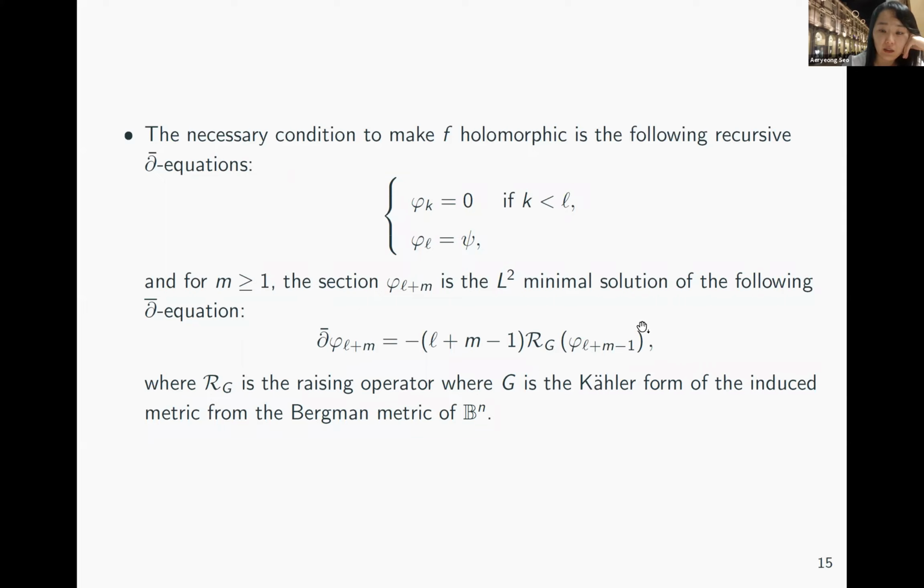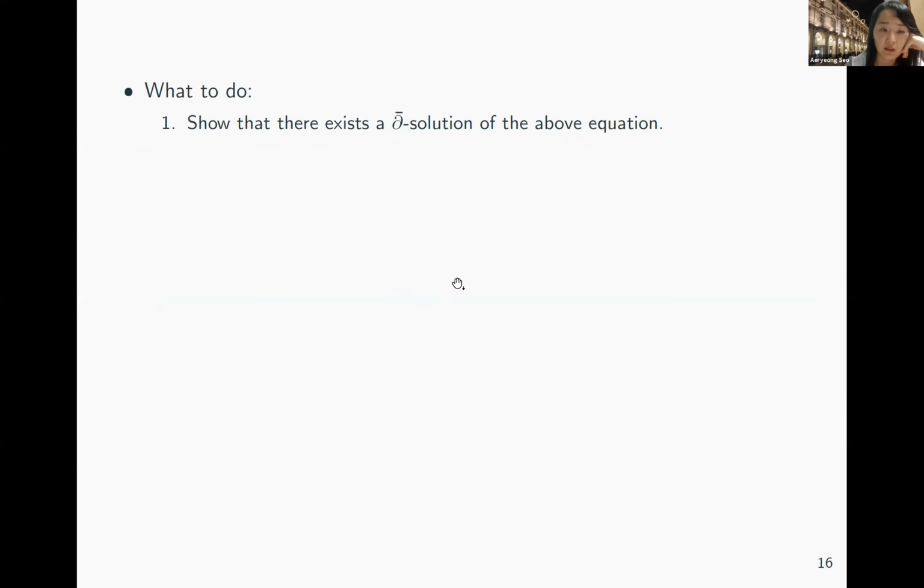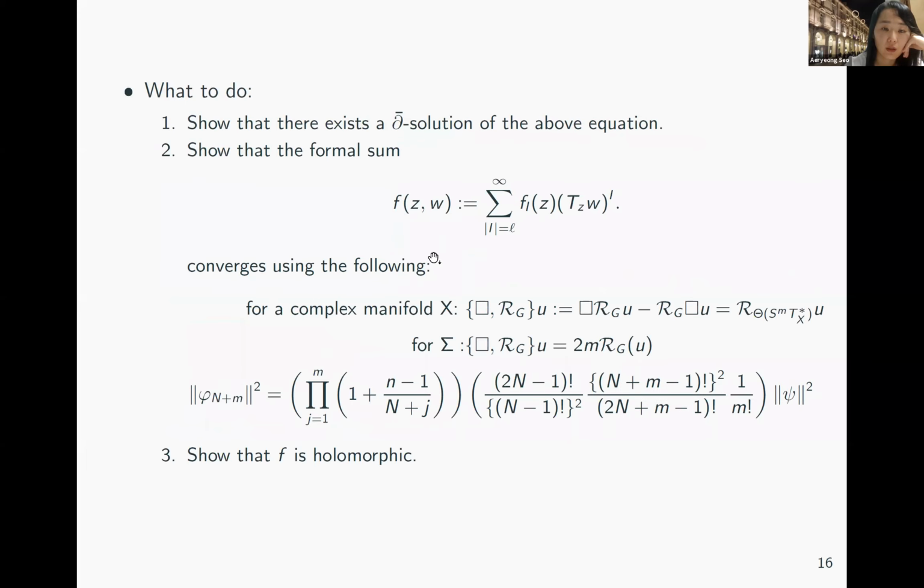By using induction, actually we could show that this RG phi L plus m minus 1 is D-bar closed. And if we use Hardy theory, then we can show that there exists a solution. And the next step is we should show that the following formal sum converges. To do that, we should use the following equations.